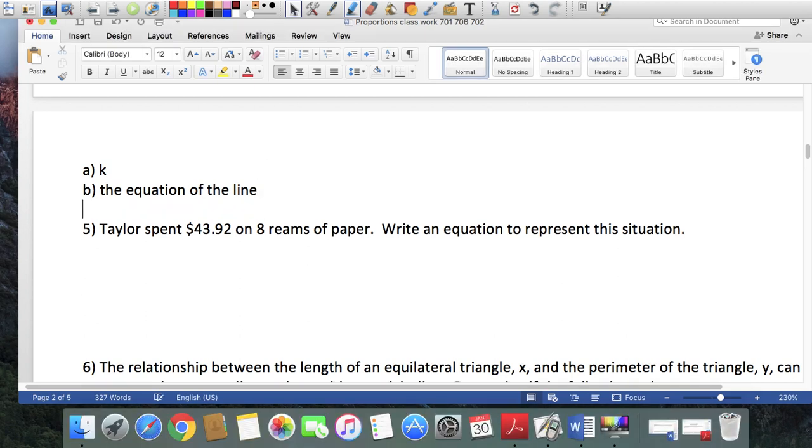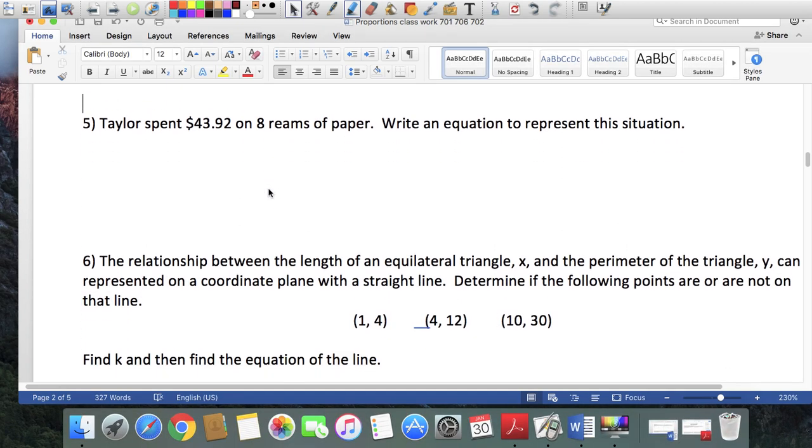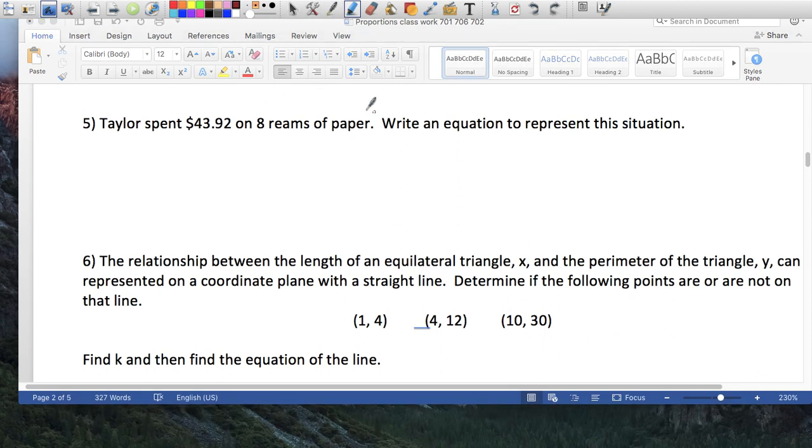So just let me separate this. Taylor spent $43.92 on 8 reams of paper. Who's your x and who's your y? So let me write this as a fraction here: $43.92 and 8 reams of paper. So this is my y and this is my x.